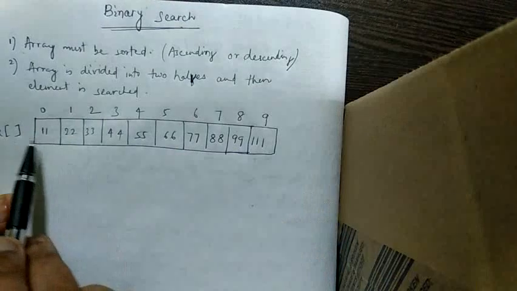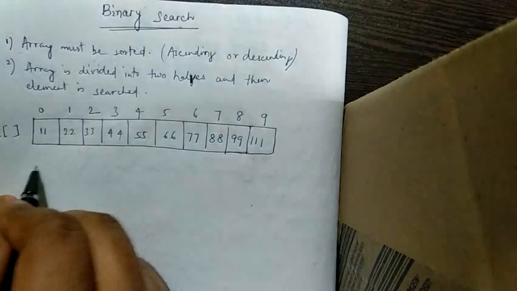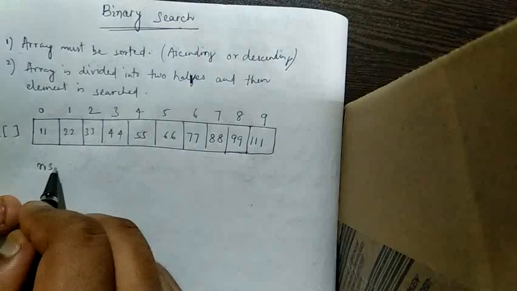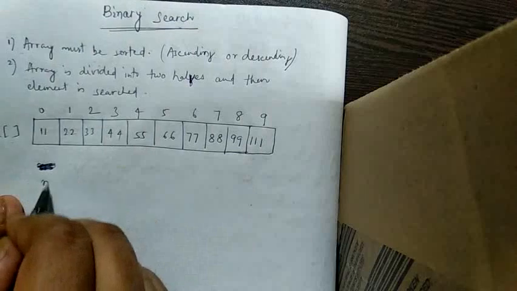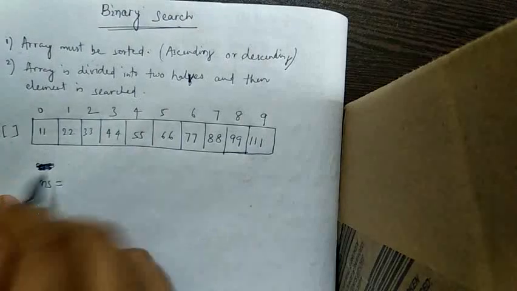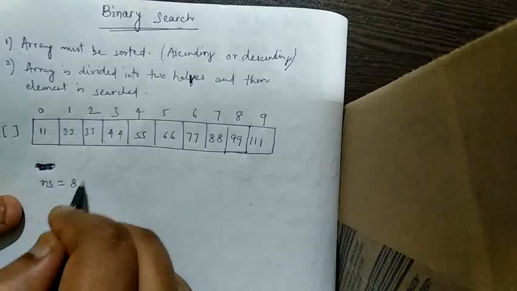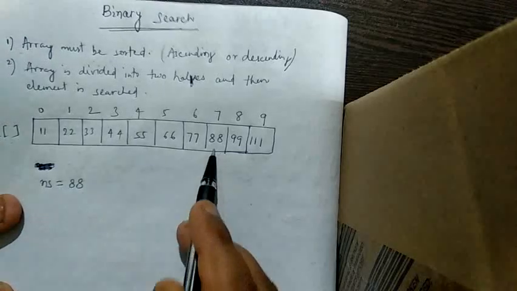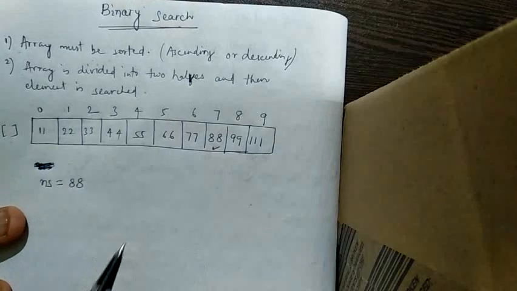As you can see, I have taken the array with elements arranged in ascending order. Now let us take the number that I want to find. Let it be ns, the number I want to search, and let the number be 88. Okay, it is present, you can see here. So how will you write the logic for this?